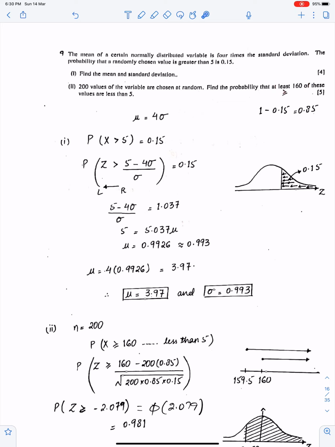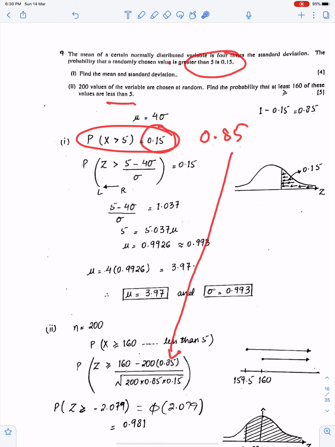So at least 160 means the first number should be 160. So take the lower bound, write np here and npq here. Both are less than 5. Less than 5 means get the probability from here. Greater than 5 has probability 0.15. So less than 5 means 0.85. This is your p.